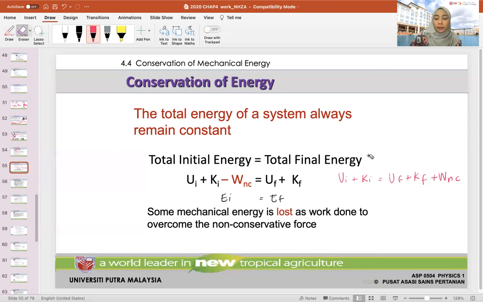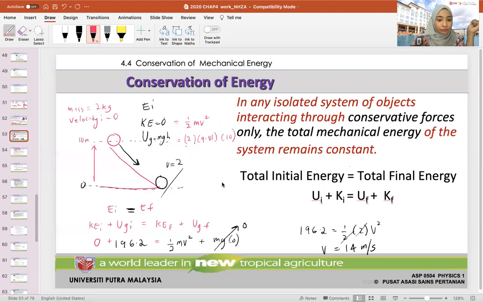Okay. I'm going to use UI plus KI, UF plus KF. I want to discuss why it's a negative in the initial condition and why it's a positive in the final condition. Okay, so when we have this negative sign, let's say my initial, yang kita tahu from our example just now.